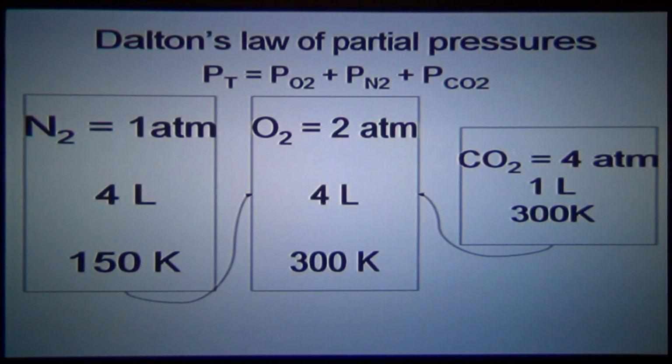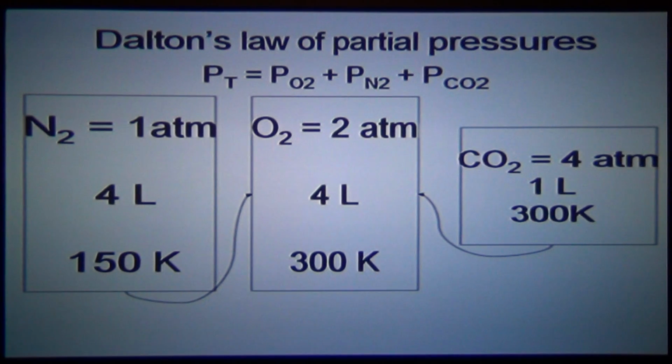Because Dalton's law says each gas exerts its own individual partial pressure. Now this is assuming the gases are not reacting with each other. So if we want the total pressure upon transferring, we're going to need to know the pressure of nitrogen in the new container and the pressure of CO2 in the new container.